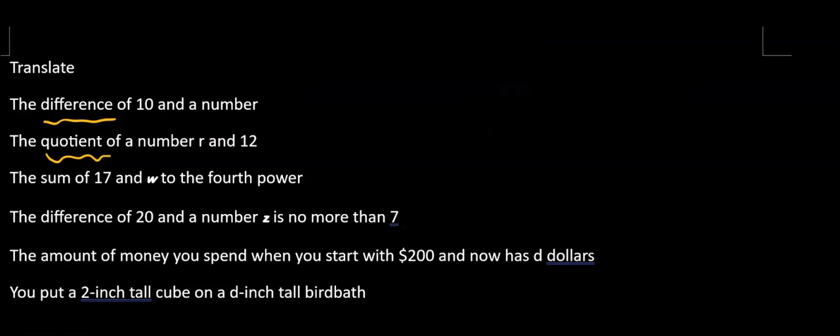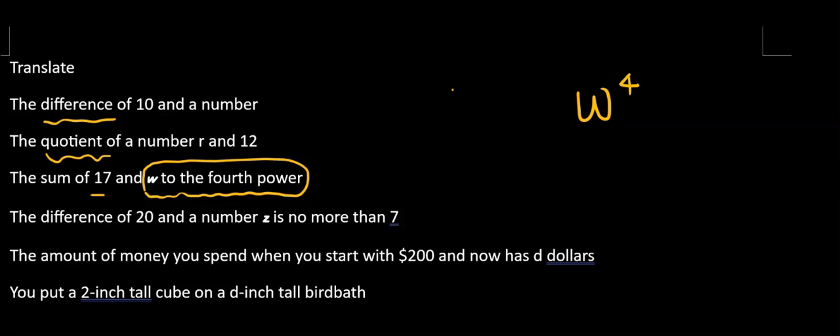All right, let's look at question 3. It says the sum of 17 and W to the 4th power. Remember, this should be together, W to the 4th power. So we're going to say W to the 4th power is here, and 17 is here. What is the relationship? That's the keyword, sum. That's it. All right, let's continue practicing.